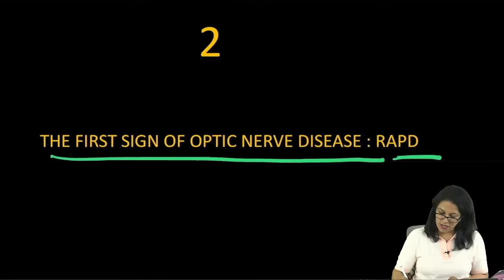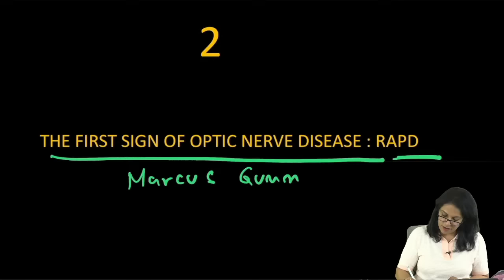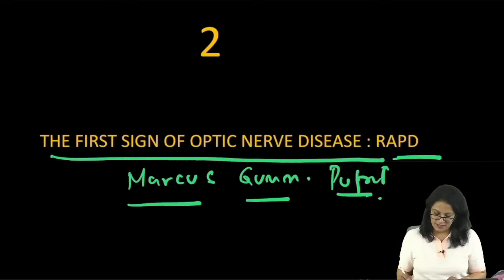It is also called Marcus Gunn. This is the name of a person. Marcus Gunn pupil, isn't it? This is Marcus Gunn pupil. What is RAPD? Everybody knows this, so I am very quickly revising with you all. It is the first sign of optic nerve disease.